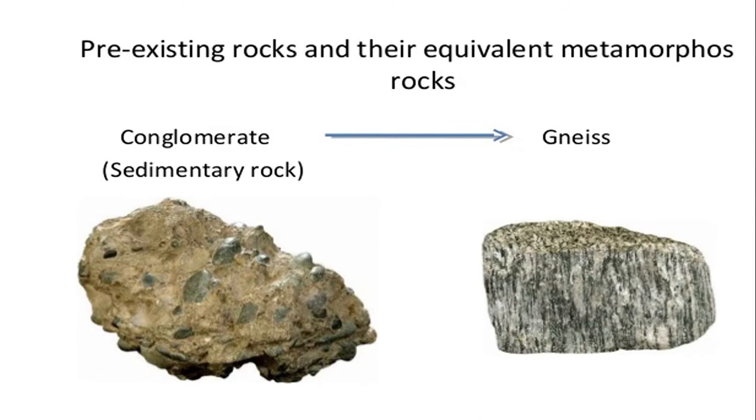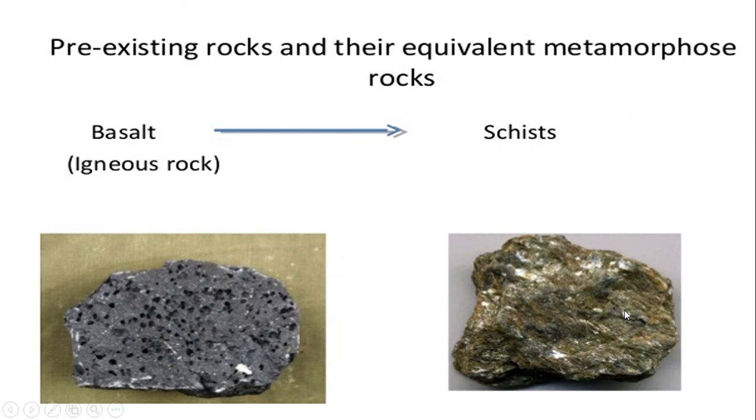And we have here the pre-existing rocks and their equivalent metamorphic rocks. So we have here a conglomerate. A conglomerate is a sedimentary rock which will be converted into a metamorphic rock. Conglomerate will become now the gneiss. So from this, it will convert to this. We have also here the basalt, which is an igneous rock. It will be metamorphosed and it will convert into a schist like this.